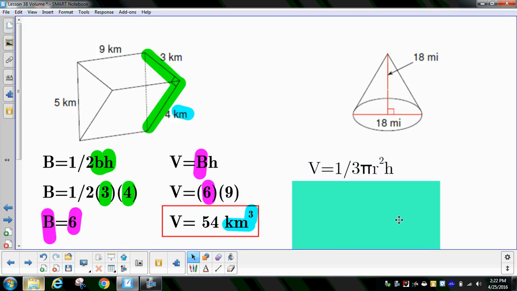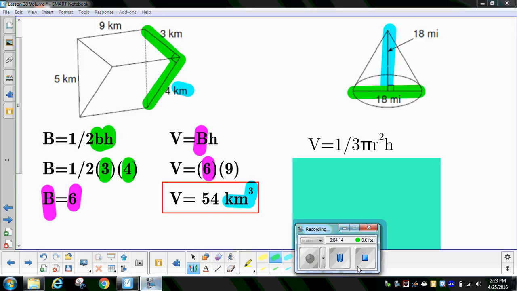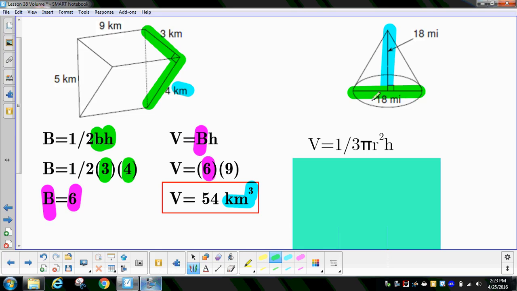Over here we can pick out the formula for the cone. 1/3 pi times the radius squared times the height. The height starts at the top of the cone and goes straight down perpendicular to the base, so that's 18. Here I'm given the diameter. I need the radius. Since I need the radius, I'm going to cut this 18 miles in half and call it 9 miles.